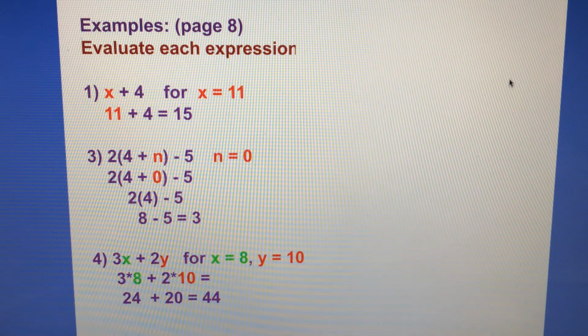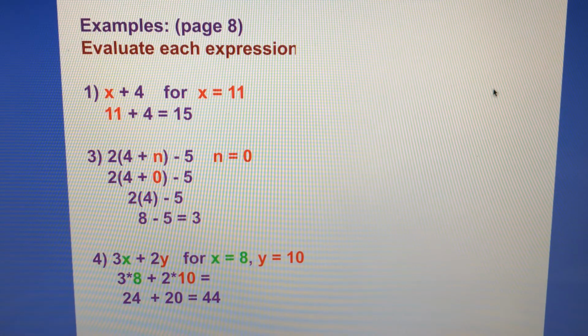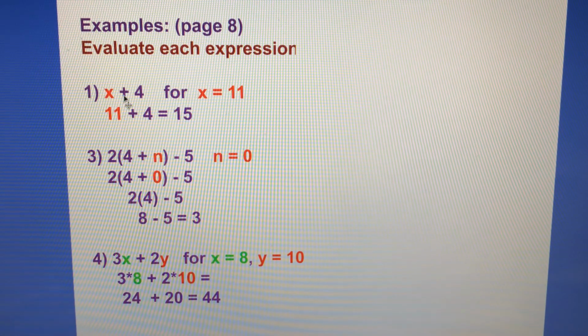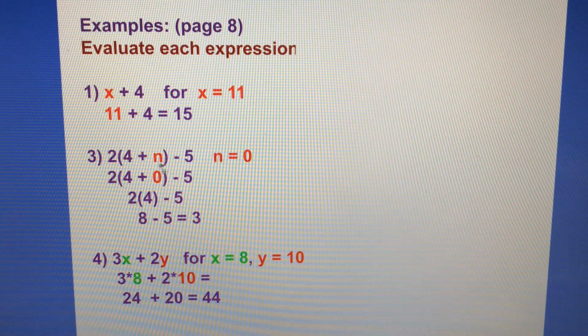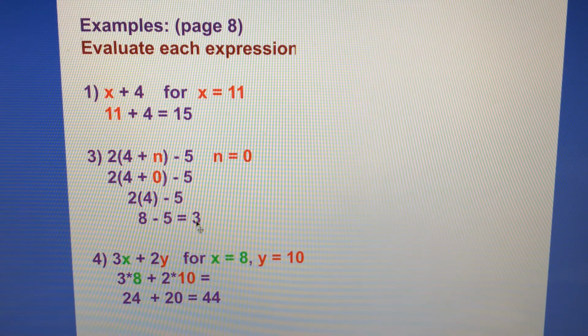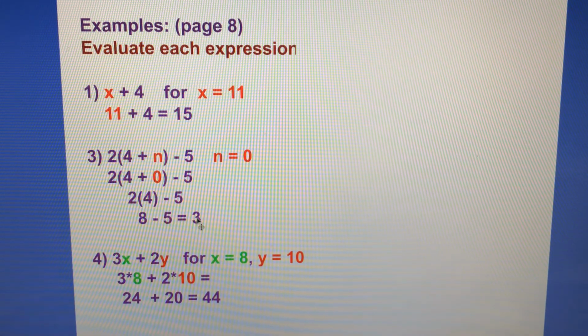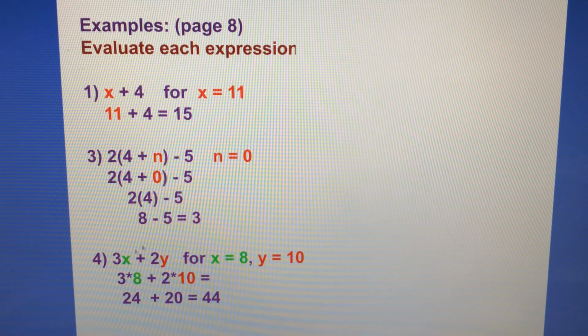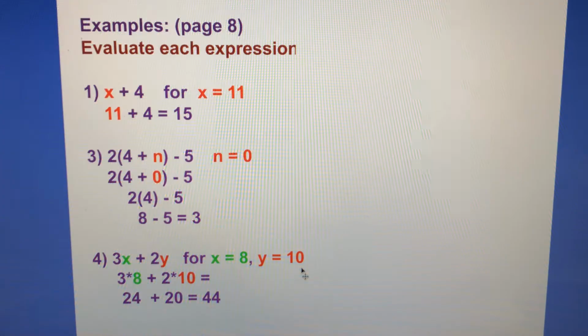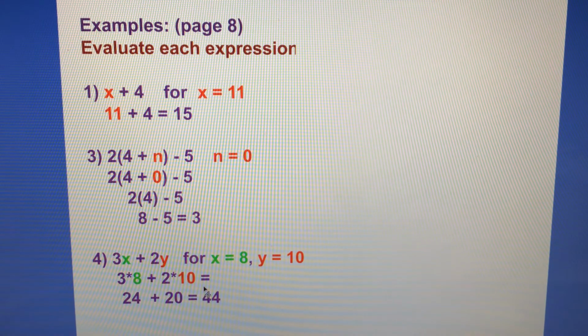Some examples. I have x plus 4. These are expressions. If I have x plus 4 and I want to make it into an equation, I replace x here with 11. 11 plus 4 is 15. If you have a variable and they tell you the variable equals a value, you plug it in and you solve. I'm going rather quickly through these because it is just review. Here I have 3x plus 2y. I replace x with 8. I replace y with 10. And I solve my equation.